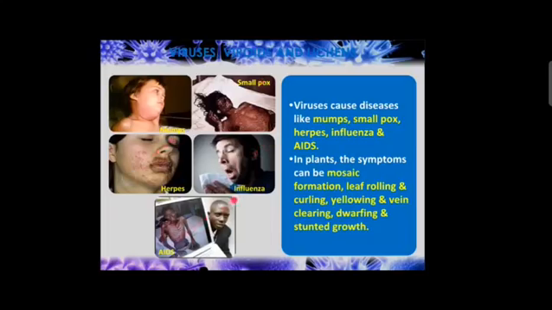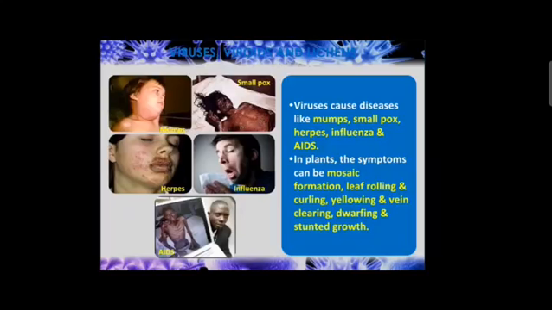These are the diseases which are caused by the viruses in animals: mumps, smallpox, herpes, influenza, AIDS. In plants, the symptoms can be mosaic formation. Mosaic formation means some pattern like a mosaic. On the leaves you must have seen, only a net like structure has formed. The green pigmentation has gone and only the veins and veinlets of the leaf have remained. Clear? So symptoms: mosaic formation or leaf rolling. The leaf will start rolling, curving or curling. Yellowing, the leaf color changes from green to yellow.